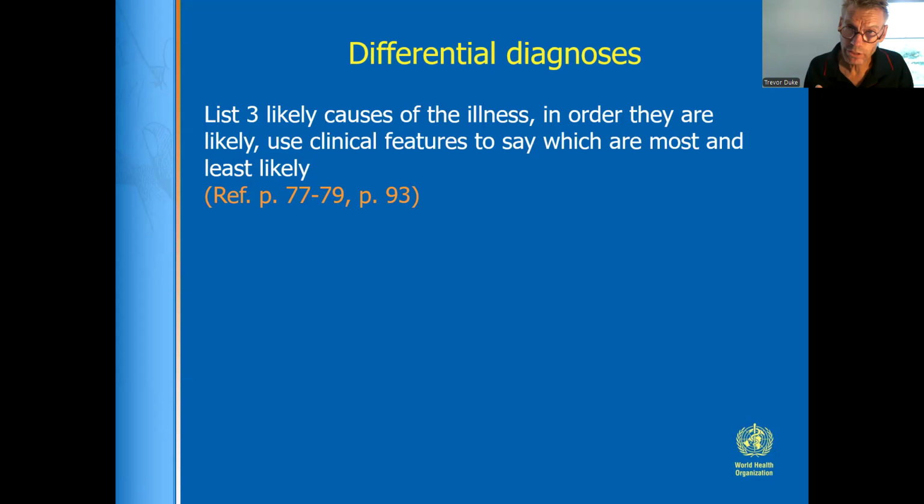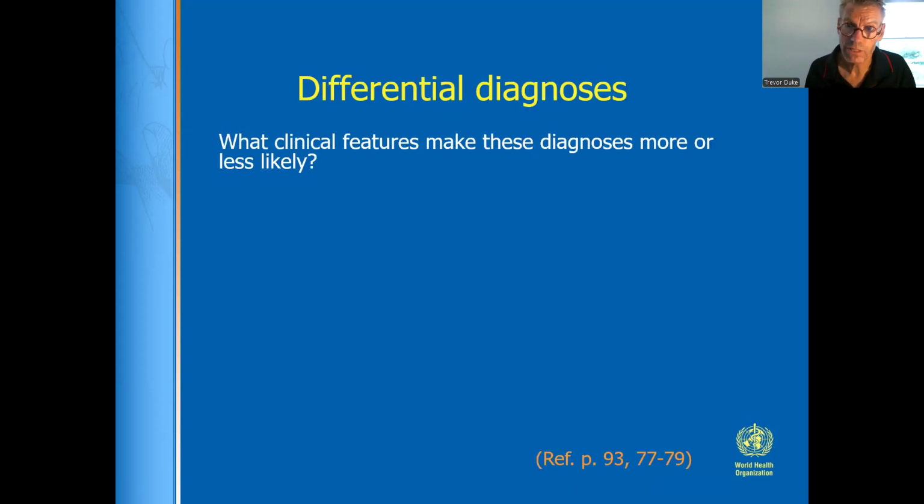The book has tables of diagnoses that are relevant to common presentations, and from that it has the clinical features of that diagnosis, and you can use these tables in the book to try to decide which are the most likely diagnoses and which are the least likely. They are on pages 77 to 79 and page 93 of the second edition of the book.